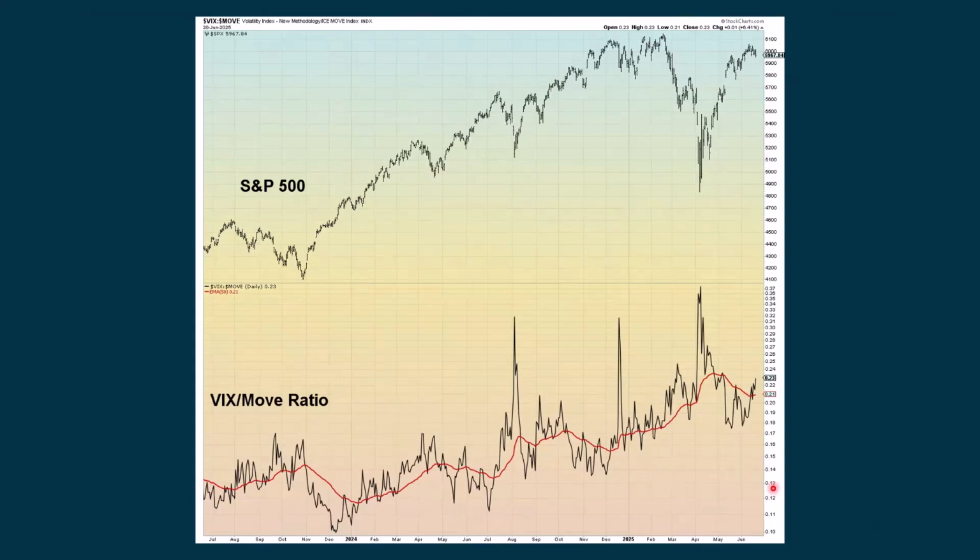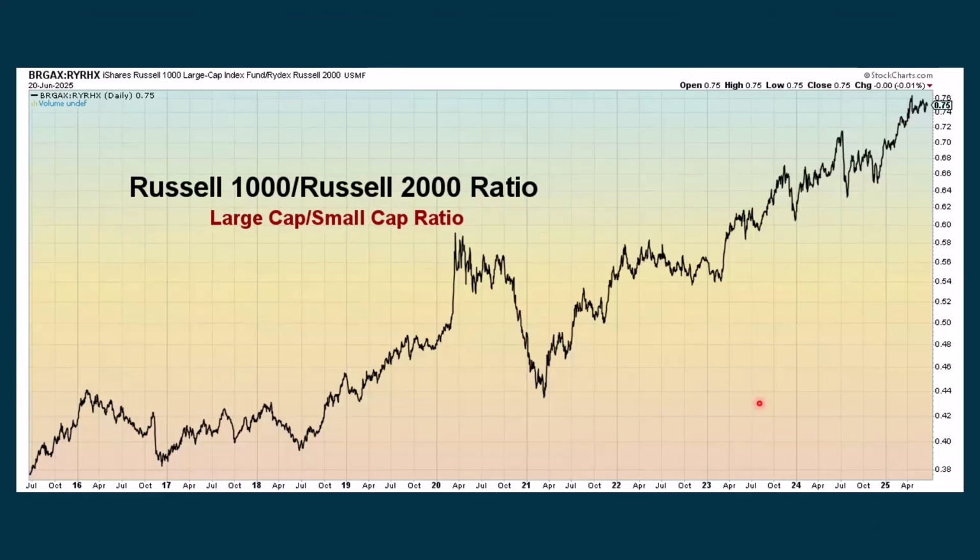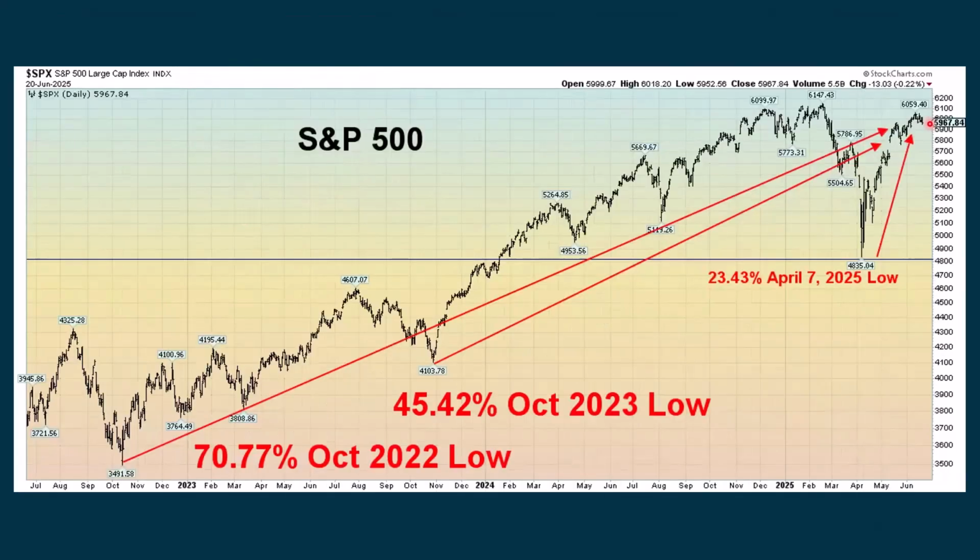We look at a ratio between the VIX, that's stocks, and the MOVE Index, which are bonds. We're a little bit concerned because the red line's starting to turn back up just a little bit. It's been more positive as this red line's been coming down. So we just want to keep an eye on this one. And we look at a ratio between large caps and small caps, not really getting any insight. This ratio continues to pretty much chop along sideways.